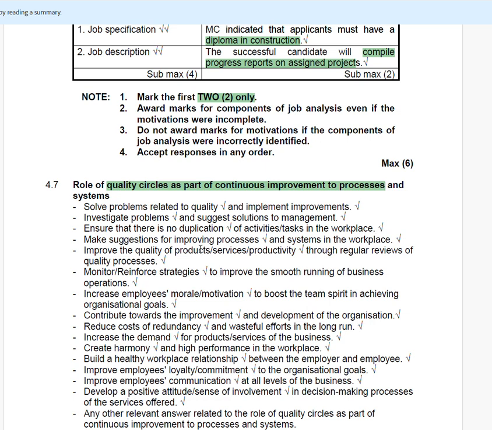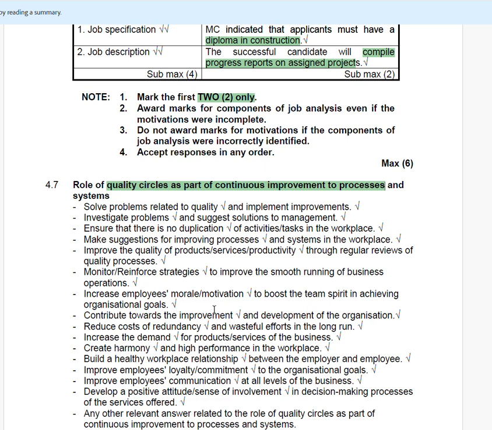Make suggestion for improving process and the system in the workplace. Improve the quality of services or products through regular reviews of the quality process. We ask the customers, are you happy with the service that we provided? We issue the surveys. Then when there is a quality issue, we work on the ways to improve. Monitor and reinforce strategies to improve the smooth running of business operation.